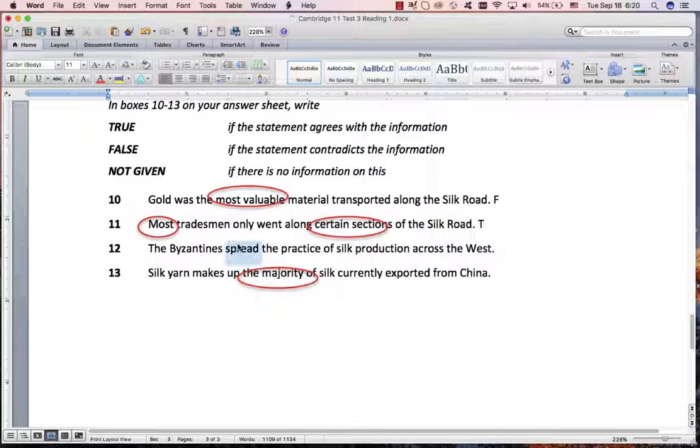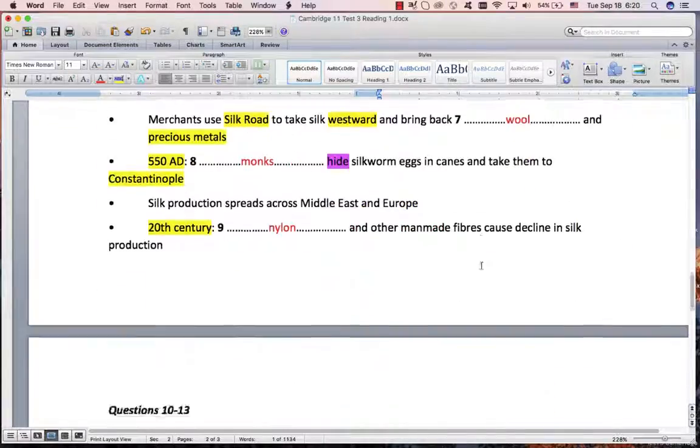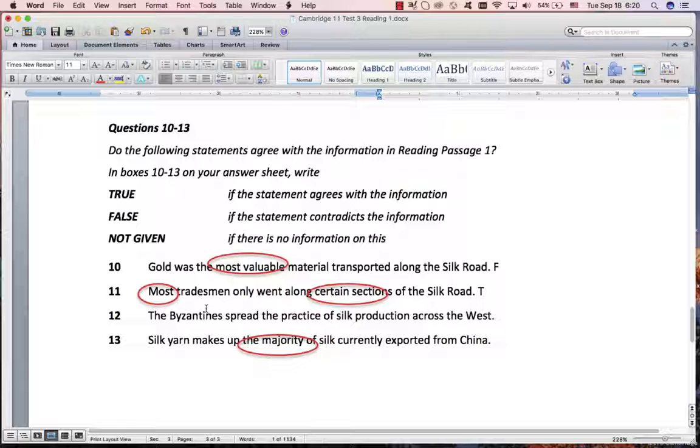Right, did the Byzantines spread the practice? This one was a difficult one, probably the most difficult one in this whole reading. What do they say about the Byzantines? And it's this sentence over here. The Byzantines were secretive. That means they didn't share their technology, their secrets. Then the Arabs came, and the Arabs took it all to the west. But the Byzantines were secret. That means that they kept their knowledge. They did not spread this knowledge across the west. It was the Arabs that spread the knowledge across the west.